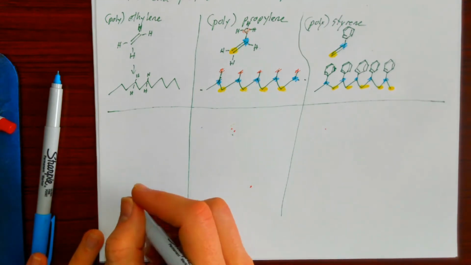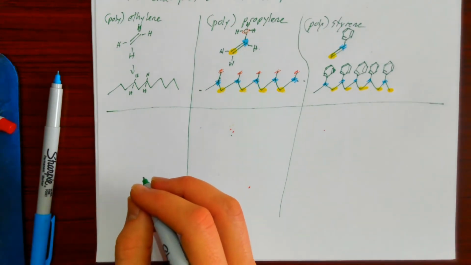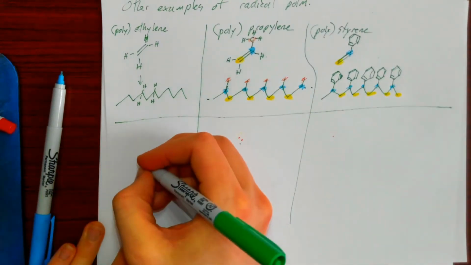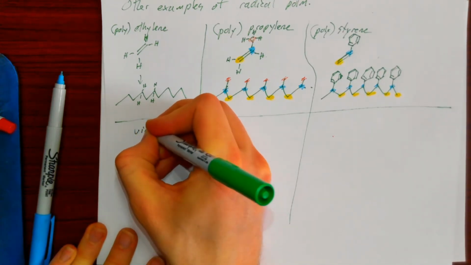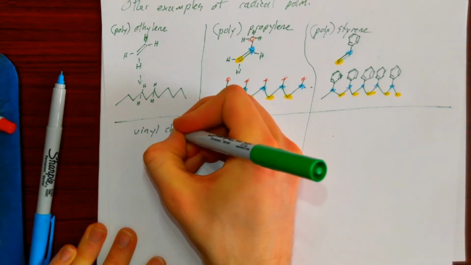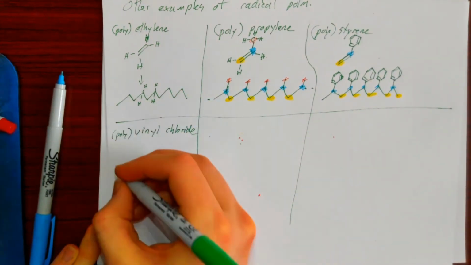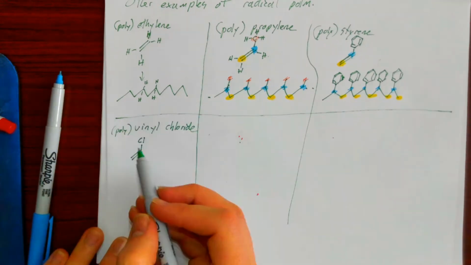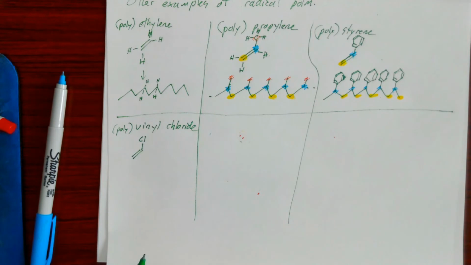Take a moment now and sketch what this molecule would look like. So the monomer looks like ethylene, except it has a chlorine here instead of a hydrogen.